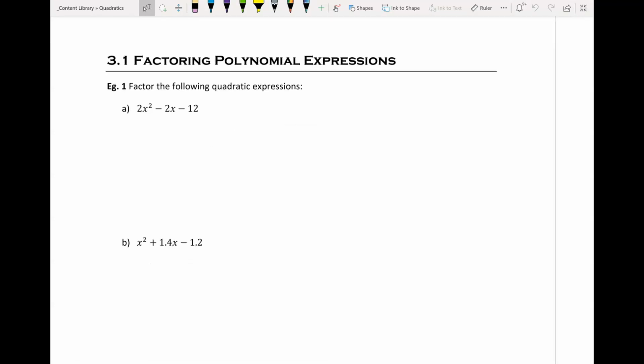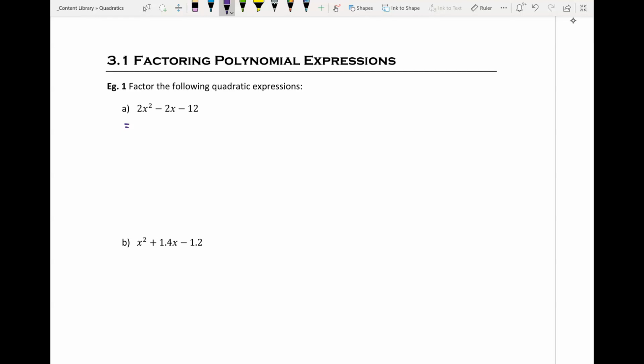Welcome to our first official lesson in the Polynomials unit. So we're going to look at 3.1 on page 5, factoring polynomial expressions. We're going to do a few examples today, or quite a few, and then you're going to be able to try some on your own within this lesson too. So let's just start off by factoring this first one.